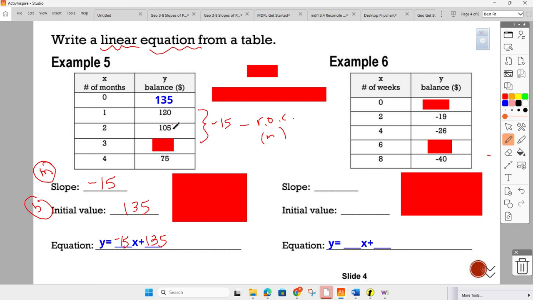What's it going to be after 3 months? What's the balance going to be after 3 months? Sincere, do you know how to find that? 90. 105 minus 15 is 90.